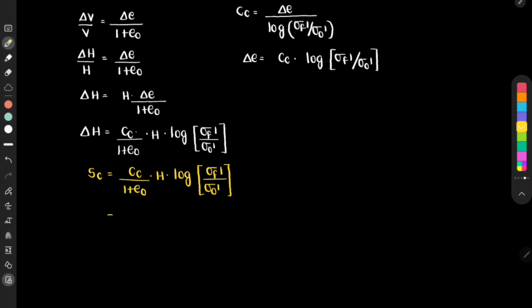So what is sigma f dash? Sigma f dash is equal to sigma naught dash plus delta sigma dash, which is nothing but Q. Sigma naught dash plus Q. What is Q? Increase in vertical stress at the center of the clay layer due to the external load. We have already seen how to calculate Q at different depths by using the approximate method in the vertical stress distribution concept. So Sc is equal to Cc by 1 plus E naught times H times log sigma f dash by sigma naught dash. This is another formula to compute the primary consolidation settlement.